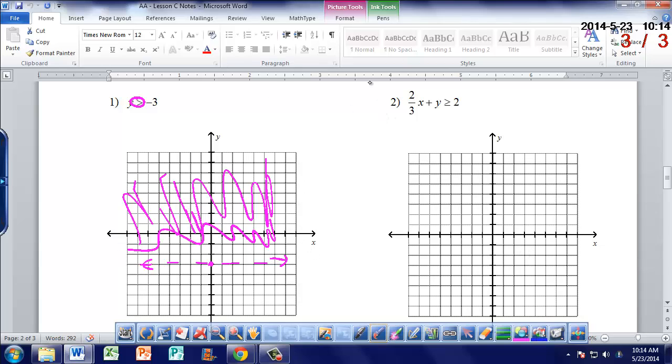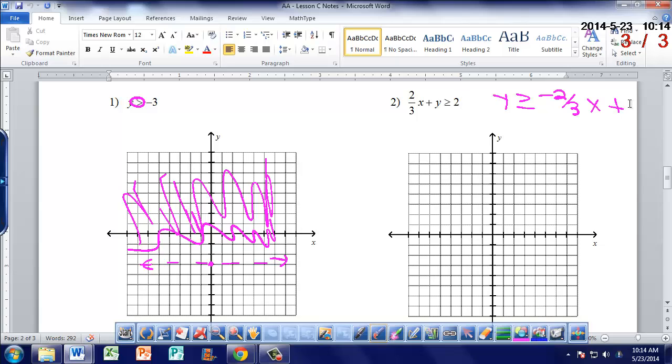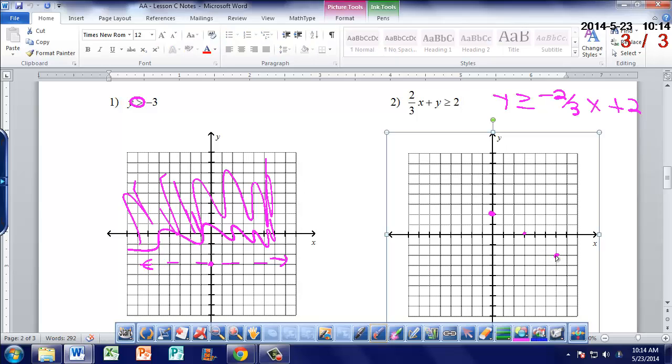Okay, now this problem, go ahead and get the y by itself. So I get y is greater than or equal to -2/3 x plus 2. This is my b, so I'm going to start at +2. -2/3 means I'm going to go down 2 and right 3. 1, 2, 3. Down 2, 1, 2, right 3. 1, 2, 3. And if you want, you can go up and left.